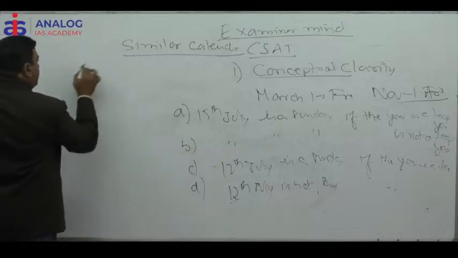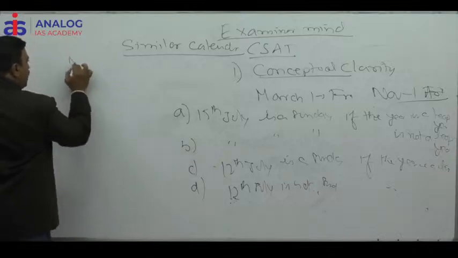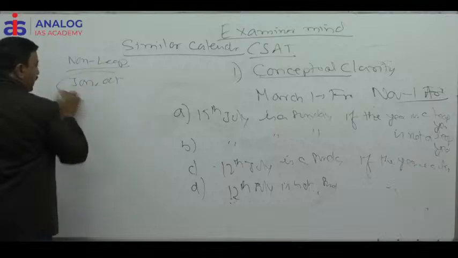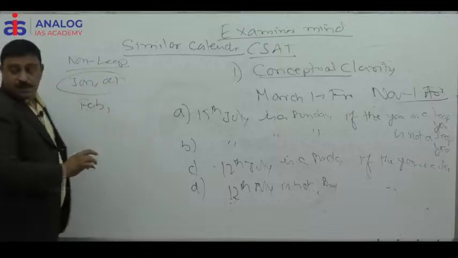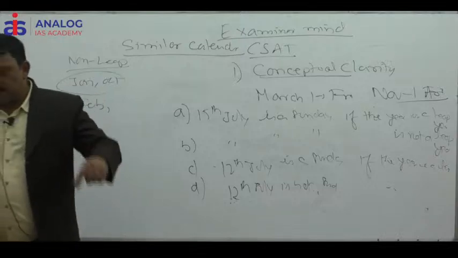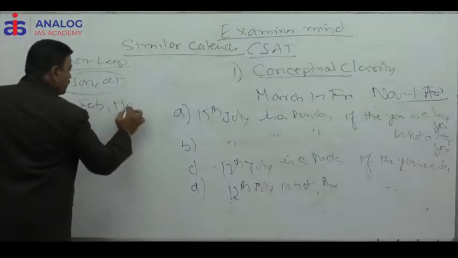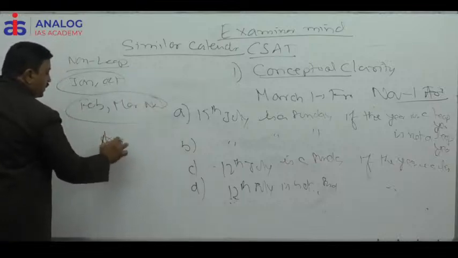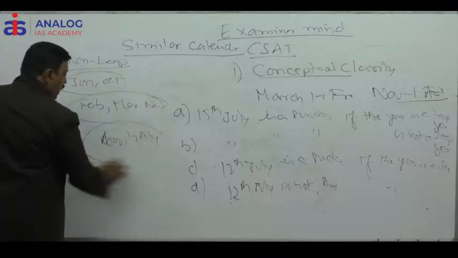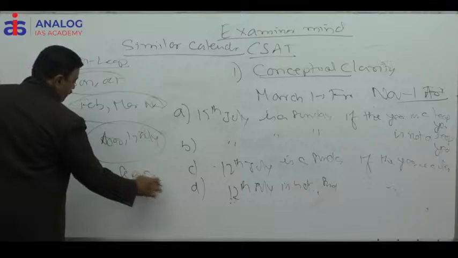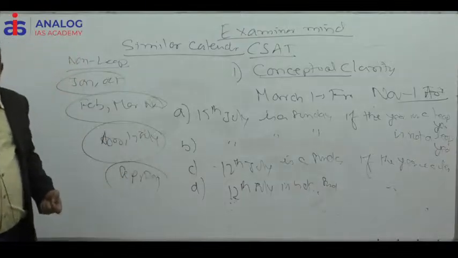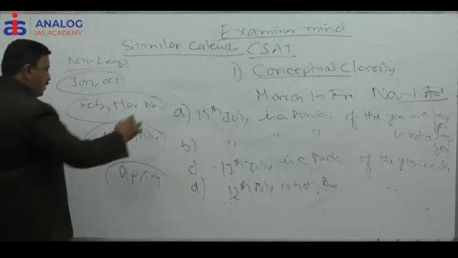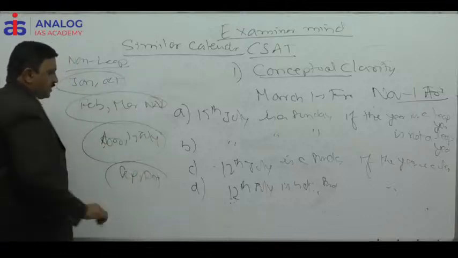Just see, in a non-leap year, in general, Jan and October resemble the same. Feb, March and November resemble the same. April and July resemble the same. And September and December resemble the same. This is for a normal year: Jan and October, February, March, November, April, July, and September, December.